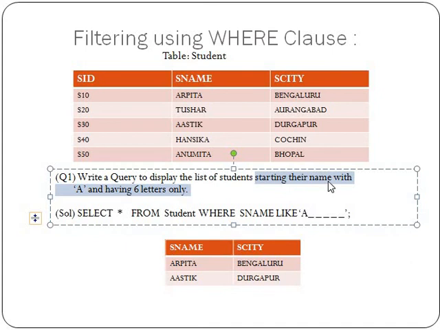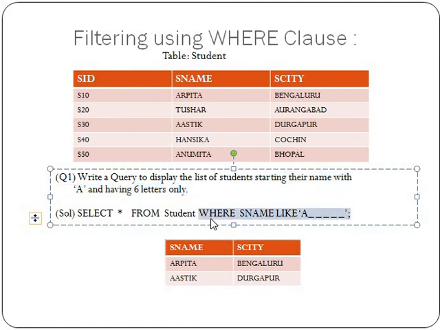Now see the next part of the question. It says the name has to start with the letter A, but the name has to contain 6 letters only. This means including the letter A, the name has to contain 6 letters. So from this we can easily get the idea that the first letter will be A and the remaining 5 letters can be anything. And including the remaining 5 letters along with the starting letter A, in total it's going to comprise 6 letters.